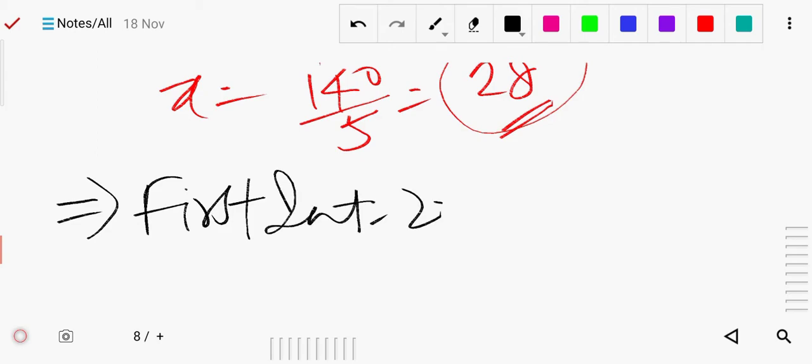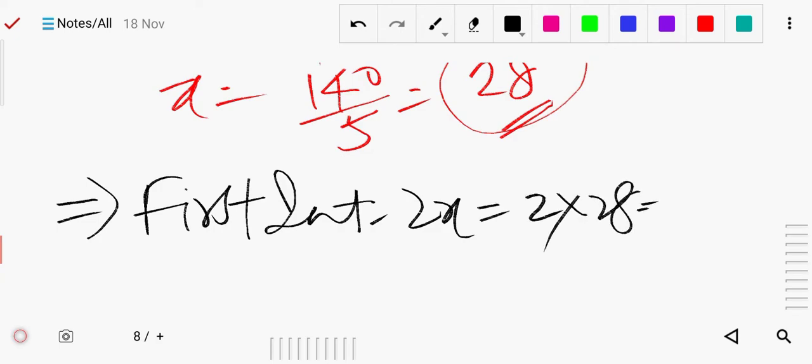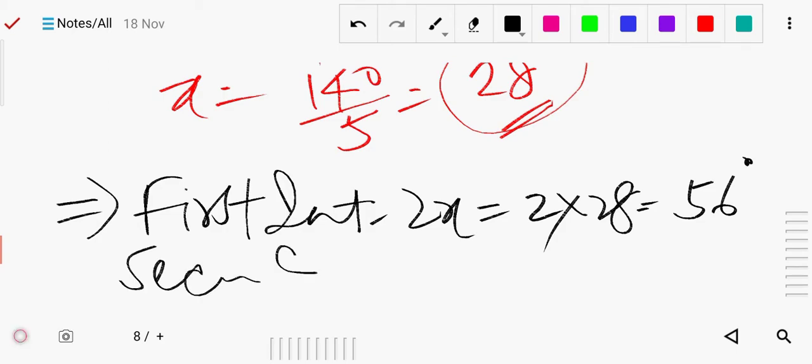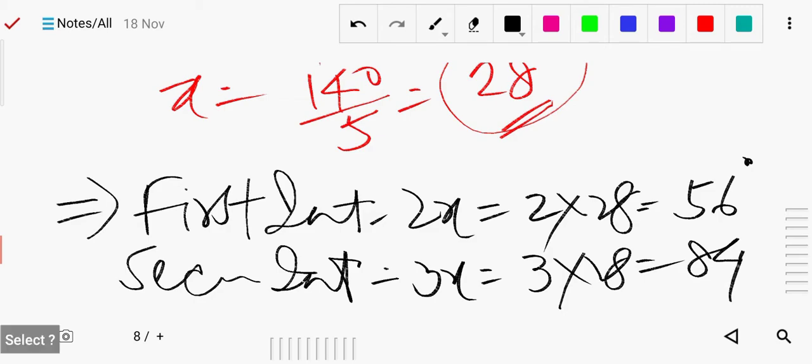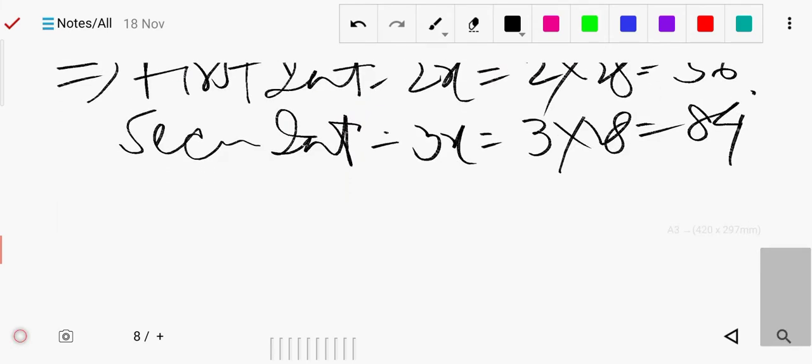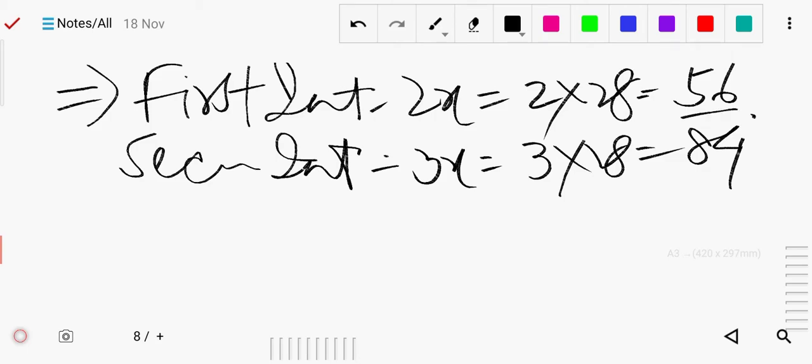So what we have assumed, 2x, so 2 into 28, so it will be 56 degrees. Okay, the second interior angle we have assumed is 3x. So now 3 into 28 equals 84. Now the third one also we have to find out. So how will you find the third one? Because we have two angles, 56 and 84, we can use that property to find the third one.